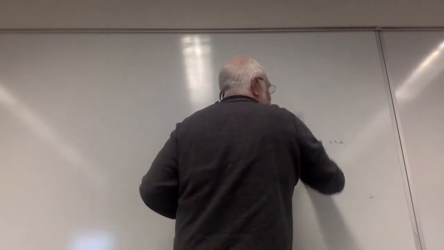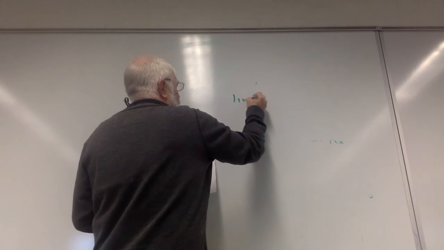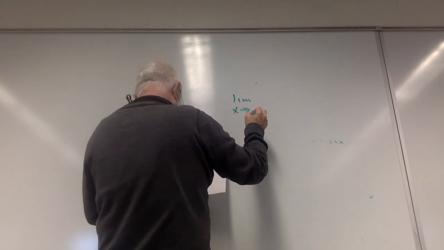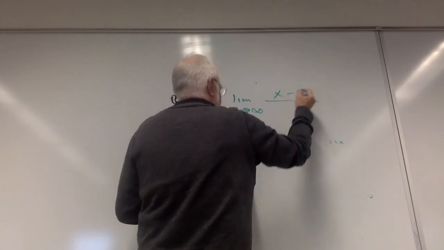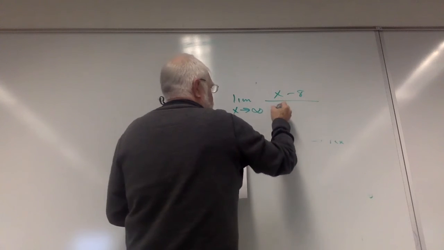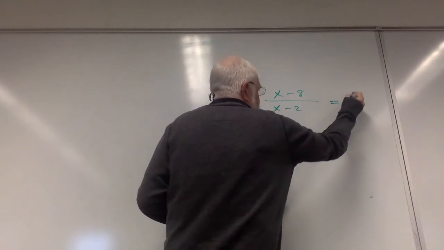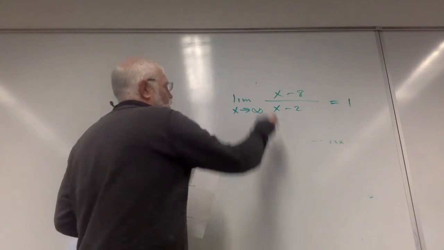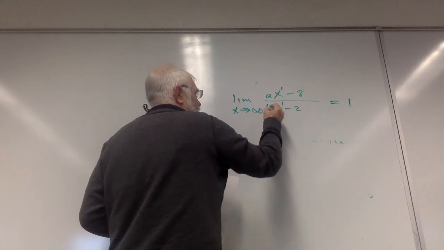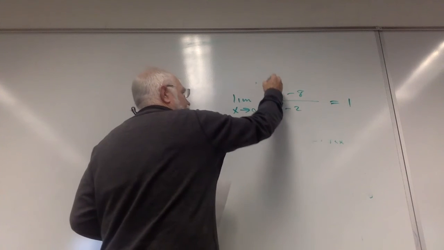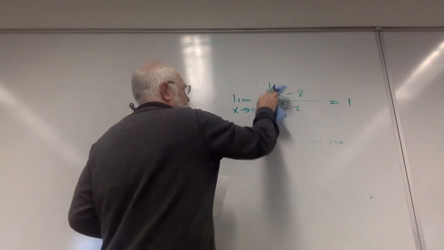All right, what's the limit as x goes to infinity of (x minus 8) over (x minus 2)? 1. And I mean, if you put really, really big numbers in, these are the same exponent. So it's a over b. When they're the same, it's a over b. And in this case, it's 1 divided by 1, which is 1.